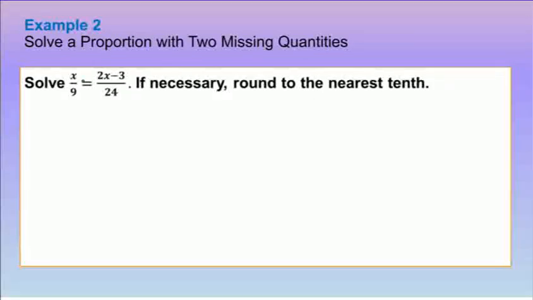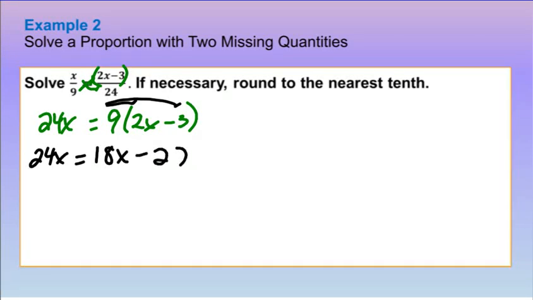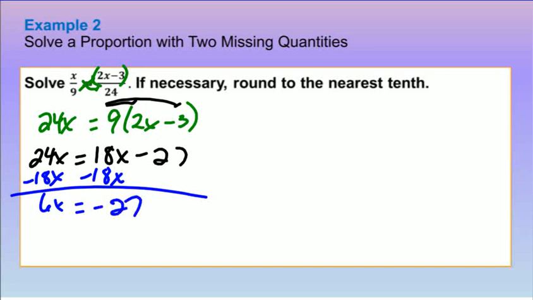Next, here I'm going to cross multiply. So now I have 24x equaling, and now I have to multiply 9 times 2x minus 3. I'm going to distribute the 2, so I have 24x equaling 18x minus 27. To get x's to one side, I'm going to subtract 18x, and I'm left with 6x equaling negative 27.